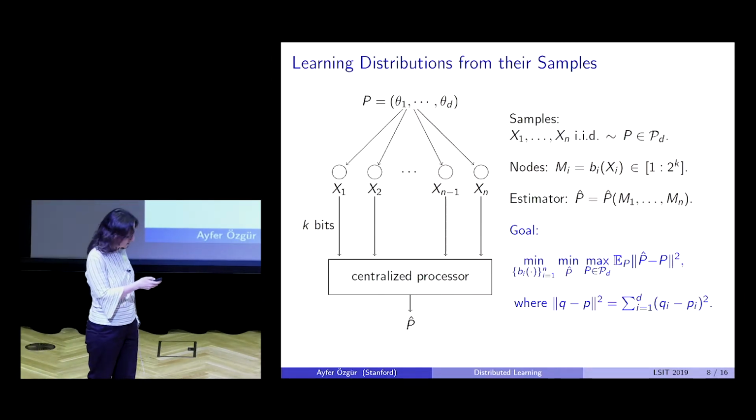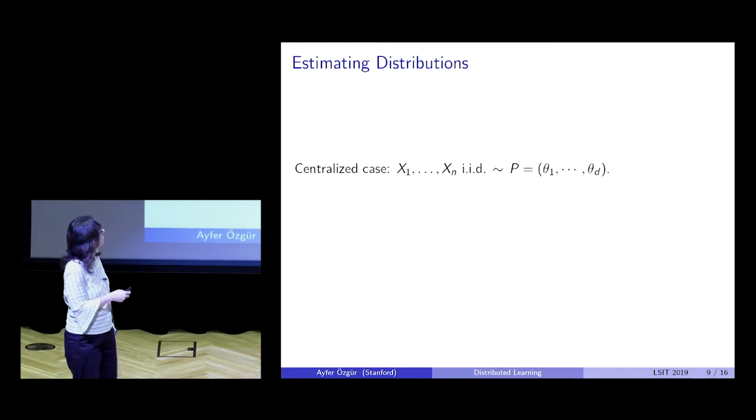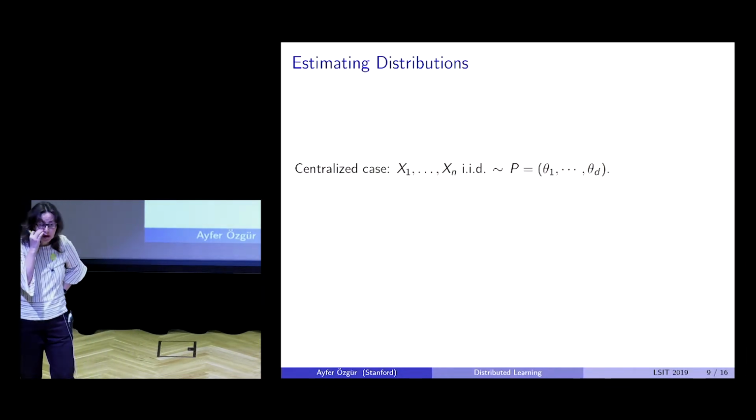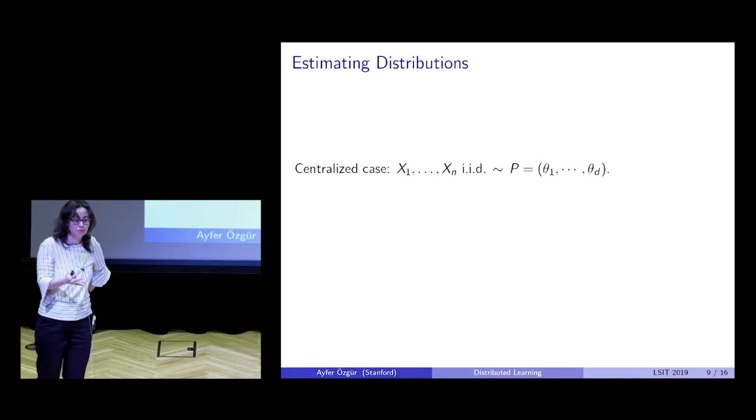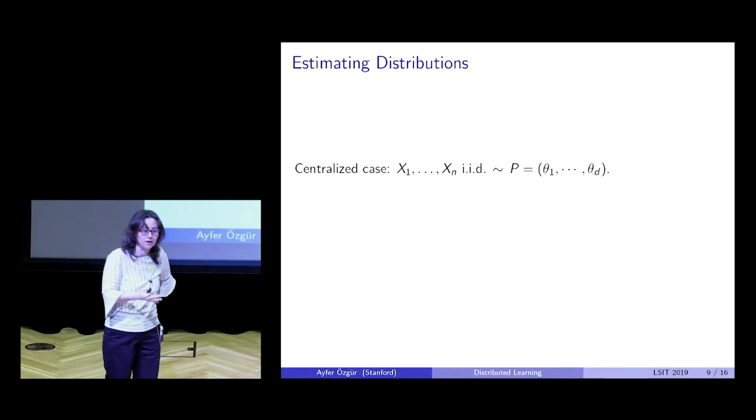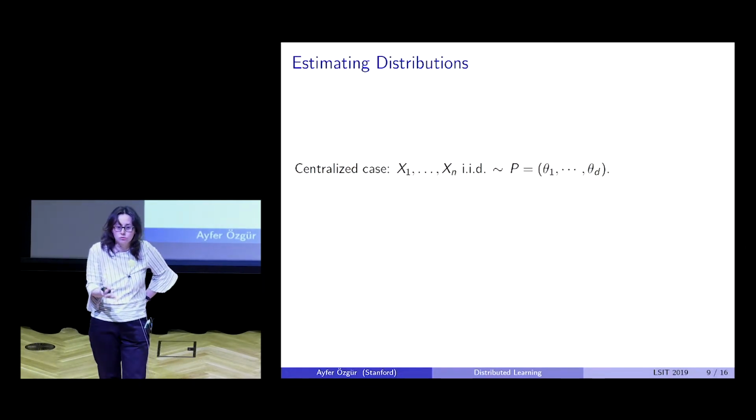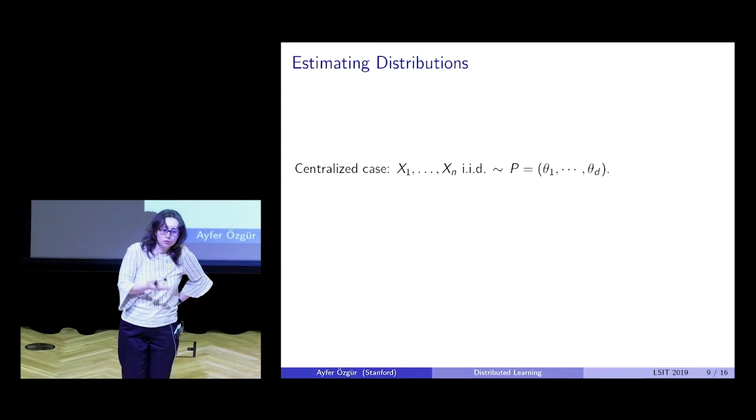Okay. And so our goal is to characterize essentially this minimax error here. To do that, let us first focus on the centralized case. Assume I gave you n samples that are generated IID from an unknown discrete distribution, and you want to estimate the distribution. What would you do?